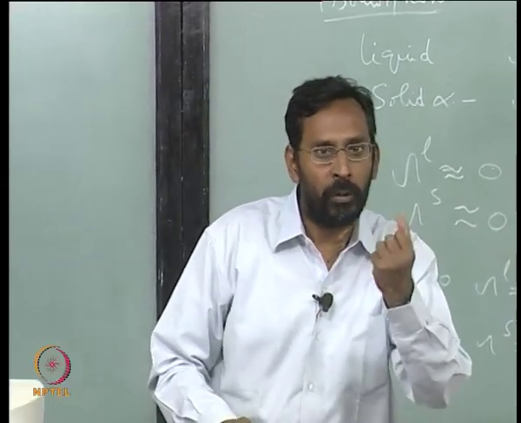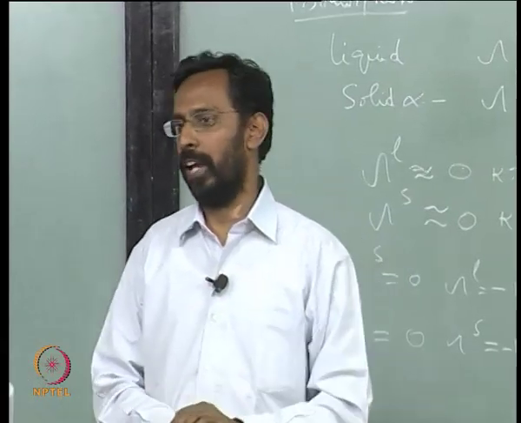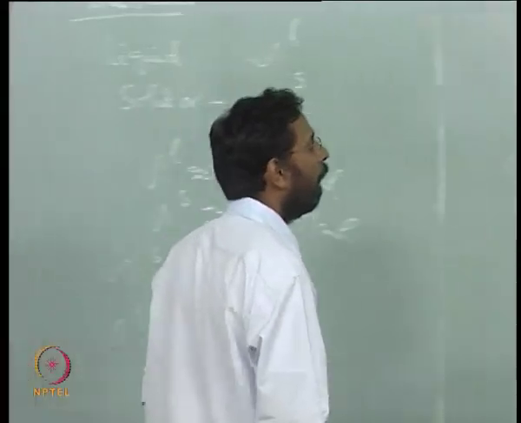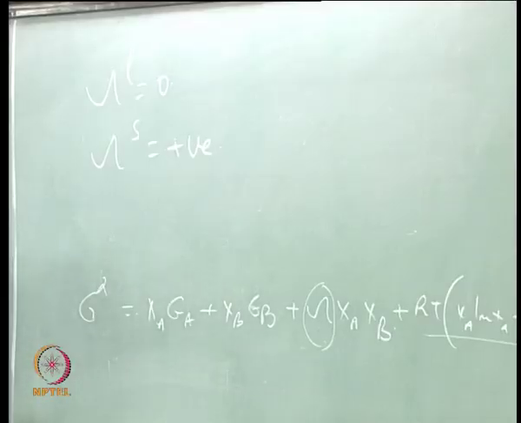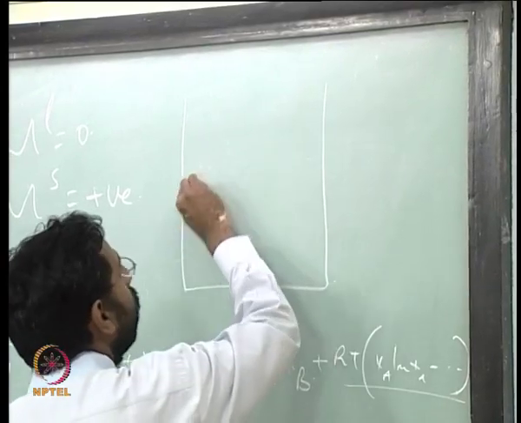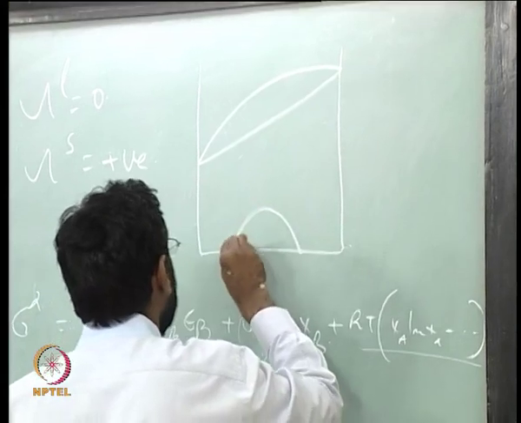A does not want to dissolve B to a large extent, and B does not want to dissolve A, and this actually leads you to what is called a miscibility gap in a phase diagram. For example, if I draw an isomorphous diagram, you suddenly start seeing a miscibility gap.